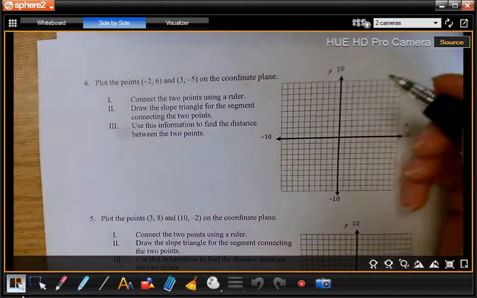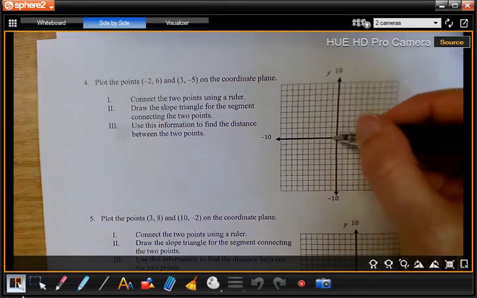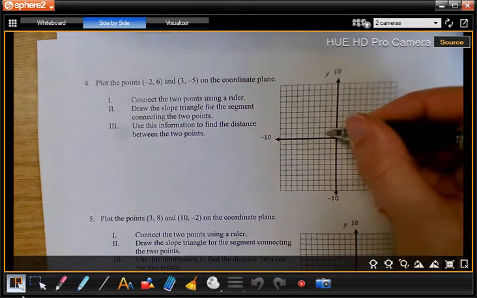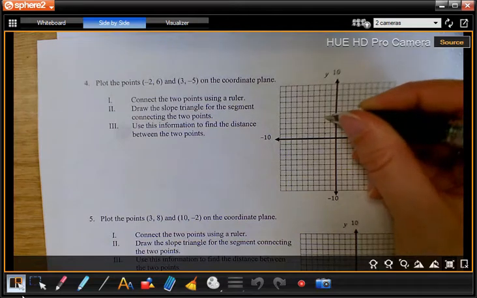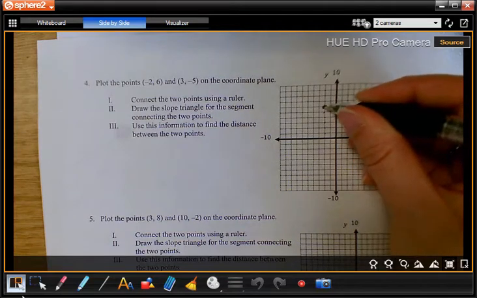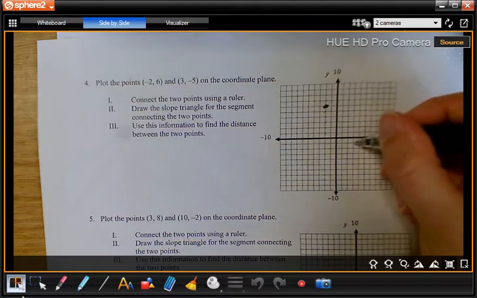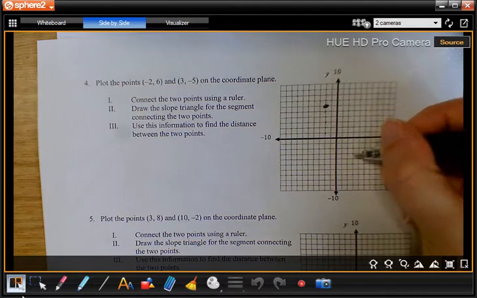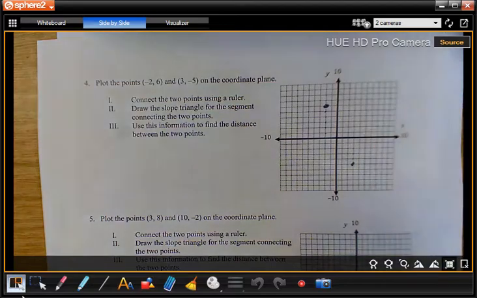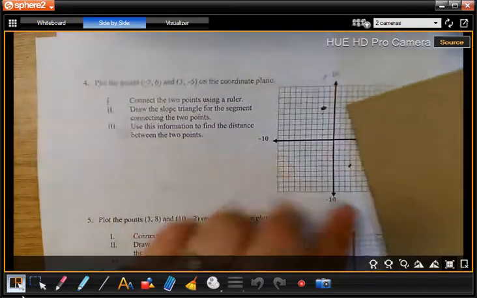So I'm going to do the graphic way for this one. I'm going to go -2, 1, 2, up 6, 1, 2, 3, 4, 5, 6. I'm going to go +3, 1, 2, 3, down 5. 1, 2, 3, 4, 5. I'm going to connect them.